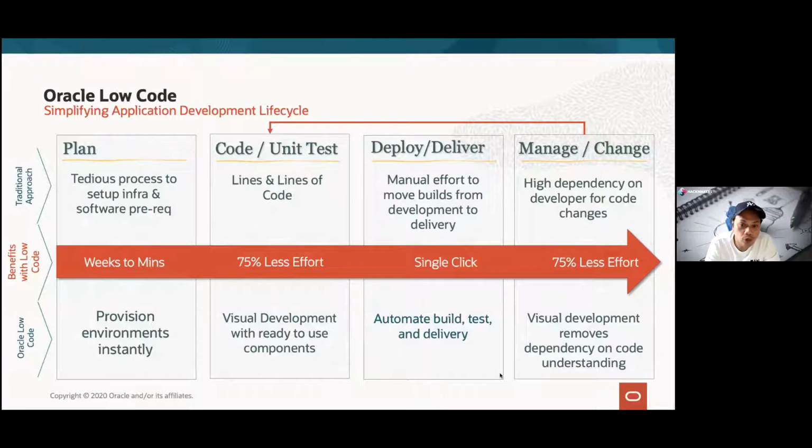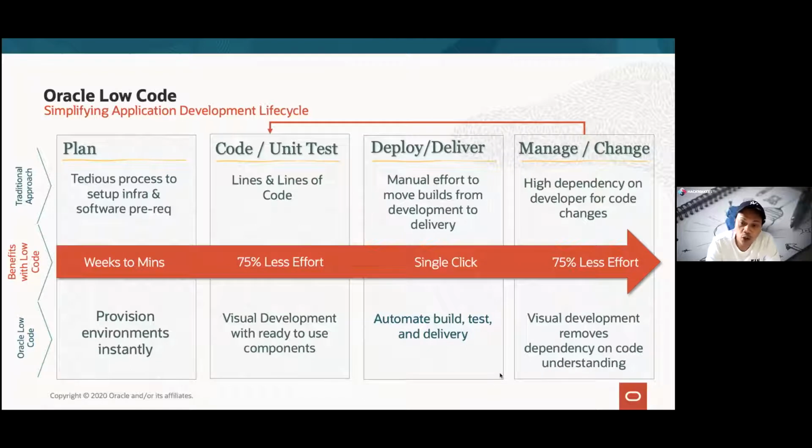Now, in the traditional approach, planning your infrastructure, your software prerequisites, etc., is quite tedious and takes proper planning, and you need to spend quite some time to actually get them up. Even getting your hardware and the networking in place. Well, with a low-code platform, and especially when it runs in the cloud, the provisioning of these environments can be instant. And later on, we're going to see how the Oracle low-code platform is able to provision very quickly and rapidly.